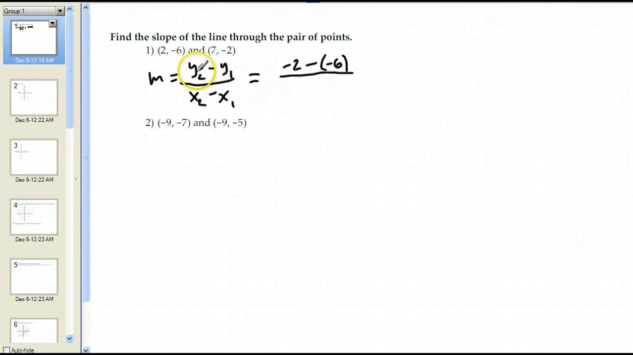Alright, then x2 has to be the value that went with this y, whatever y you picked here. So we picked negative 2, so x2 has to be 7 minus 2. Alright, so minus and minus is a plus, so negative 2 plus 6 is 4, 7 minus 2 is 5, so I get 4/5.